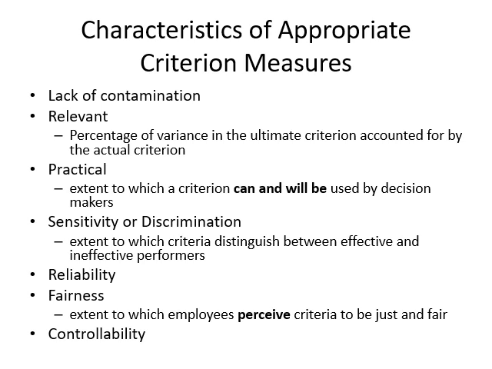We do need to make sure that once we have a practical and relevant and free of contamination measure of performance, that it still has some sensitivity or it can discriminate. So the extent to which the criterion does distinguish between effective and ineffective performers. It needs to be reliable. In other words, if we're claiming we're measuring performance, we need to make sure we actually are measuring performance. And finally, it needs to have fairness. So the extent to which employees perceive it to be just and fair.